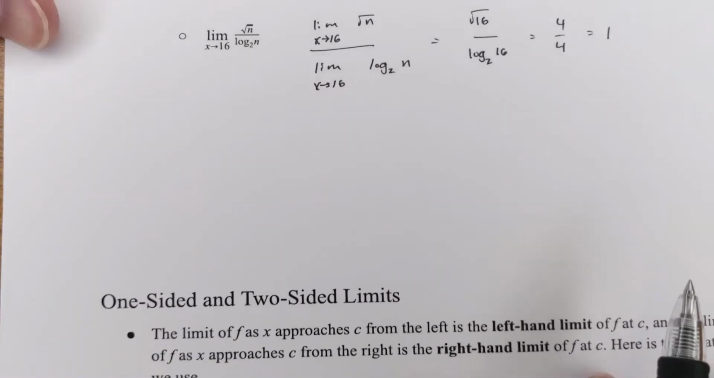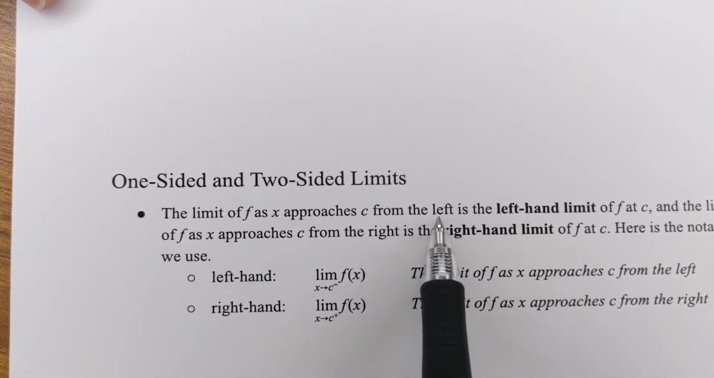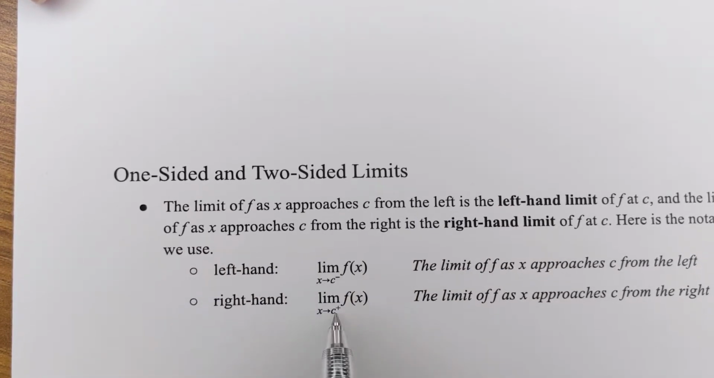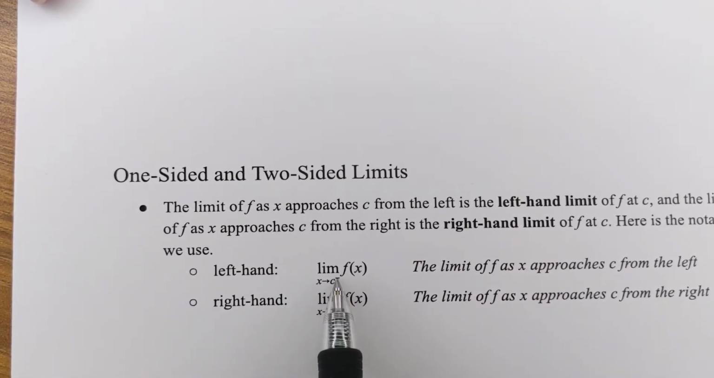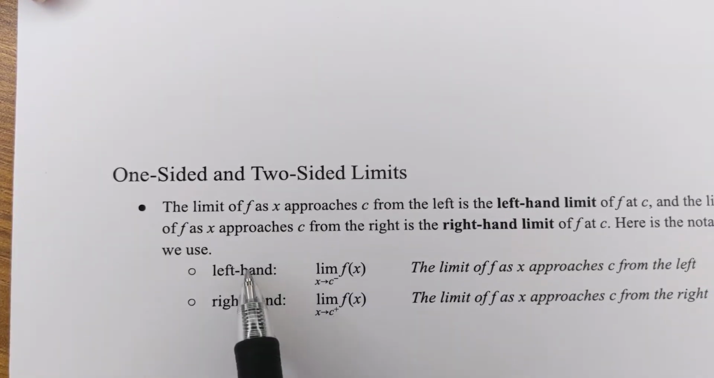All right, so one-sided and two-sided limits. The limit of f of x as x approaches c from the left is the left-hand limit. Approaching from the right is the right-hand limit. These are denoted with a negative and a positive: c negative means you approach from the left, and c positive means you approach from the right. So it's the left-hand and the right-hand limits.